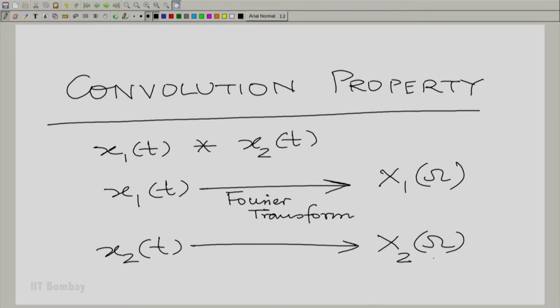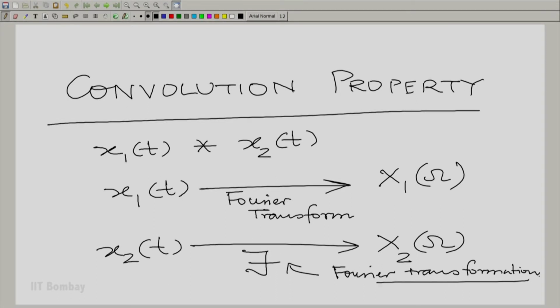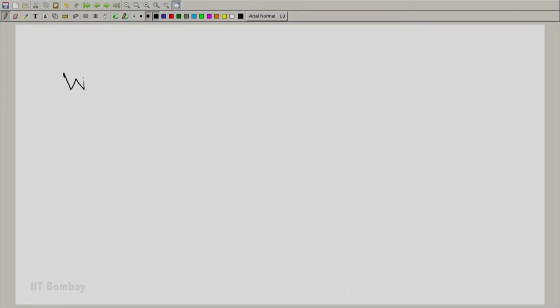Now, in future I am going to use a symbol to denote the operation of Fourier transformation, which I am going to write like this, script F. This essentially implies Fourier transformation. So, the question is, suppose x1(t) has a Fourier transform of capital X1 omega and x2(t) has a Fourier transform of capital X2 omega, of course meaning that both of them do have Fourier transforms in the first place.